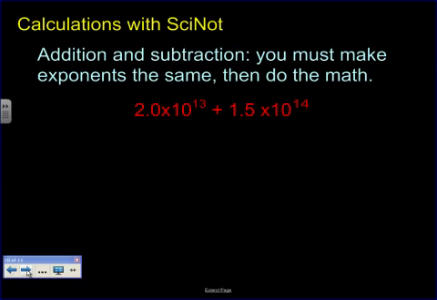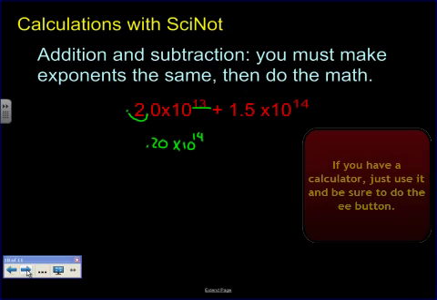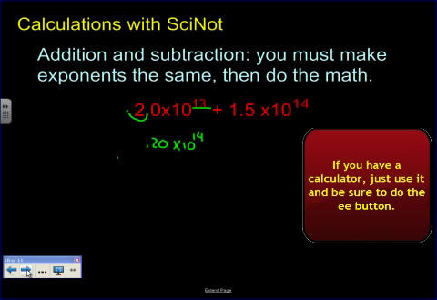Addition and subtraction, a little bit more complicated. You have to make the exponents the same before you can do the math. So in this case, what you usually want to strive for is to make the smaller number bigger. Easier to do the shift that way. Okay, so we're going to turn that 13 into a 10 to the 14th. To do that, if we move the exponent up 1, we move the decimal to the left 1. So however many spaces you had to move the exponent up, that's how many spaces you move to the left.